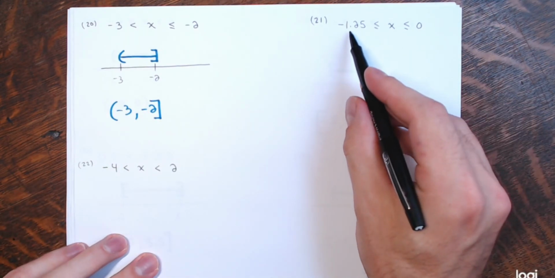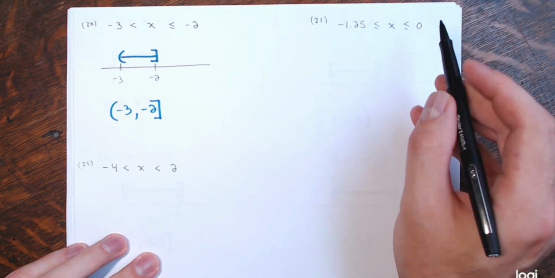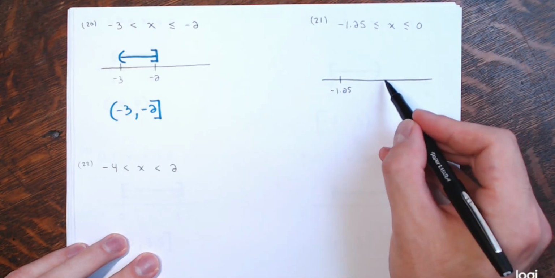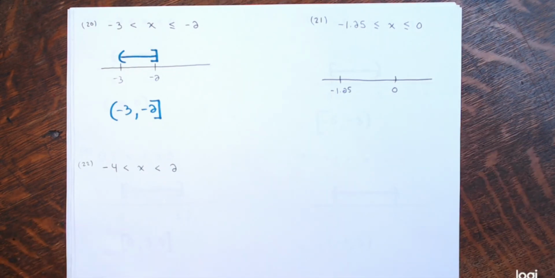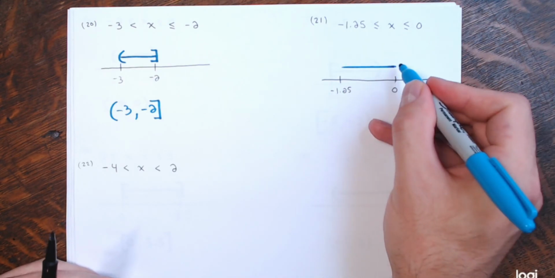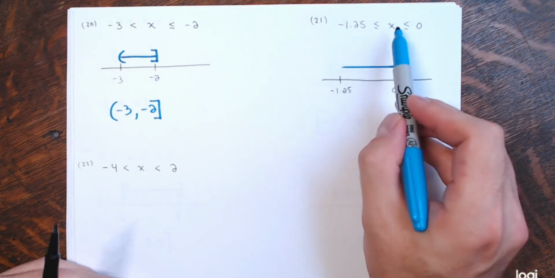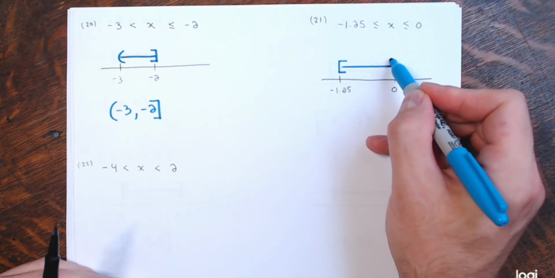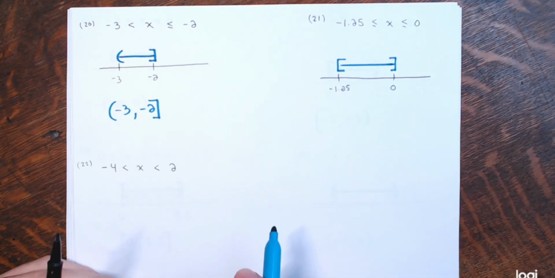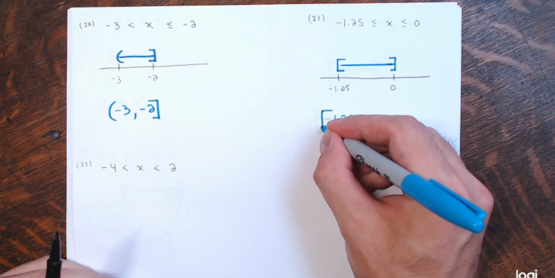All right, here we got -1.25 is less than or equal to x, and x is less than or equal to 0. So there's -1.25, and 0 would be to the right of that. And all the numbers that satisfy this compound inequality are between -1.25 and 0, also including -1.25 and 0. You got the or equal to. So brackets on both of those. And then for the interval, -1.25 to 0, brackets on both.